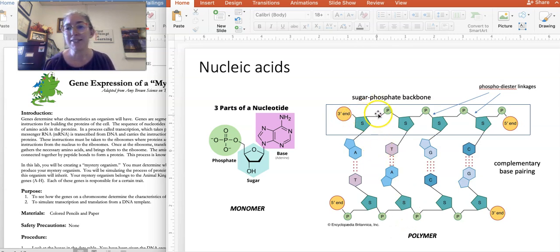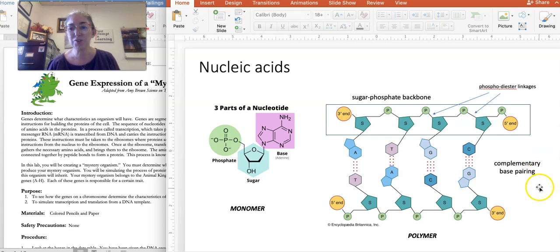So they link together from sugar to phosphate, sugar, phosphate, sugar, phosphate, sugar, phosphate, as you can see. And so we call this part of the DNA or RNA the sugar phosphate backbone. Now DNA is double-stranded, and it forms like a ladder that's twisted. We call it the double helix.